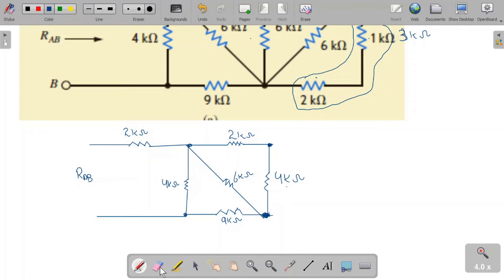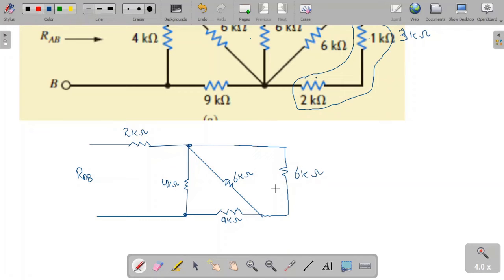4 plus 2 is 6. So I am going to erase these two, and I am going to simply connect a 6 kilo ohm resistor over here. Okay, so I have connected a 6 kilo ohm resistor over here. So this is my 6 kilo ohm resistor.